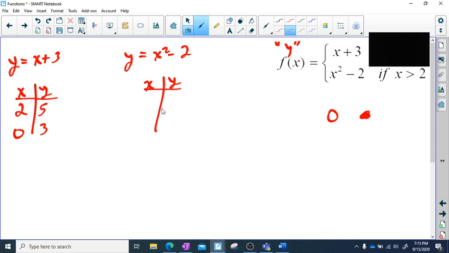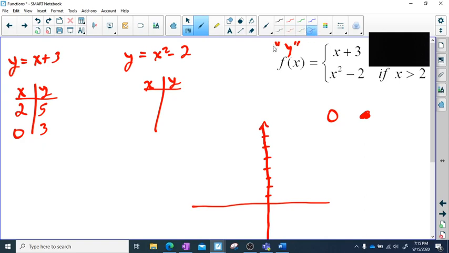So let's get my graph started here. 1, 2, 3, 4, 5, 6.